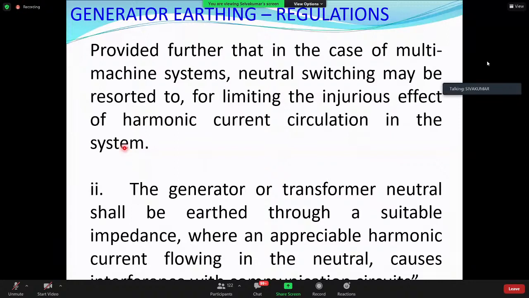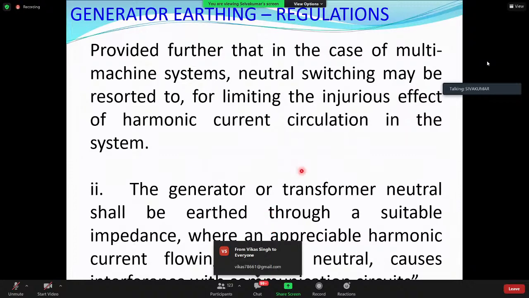Similarly, in the case of a transformer also, the regulation says the generator or transformer neutral shall be earthed through a suitable impedance whenever the harmonics in the system are more, triplen harmonics especially. Whenever triplen harmonics are more and flow back to the neutral, this neutral current flow interferes with the neighboring communication circuit. You limit the earth fault current, the harmonic current, by putting in an impedance. This is also permitted as per the regulation, even for a transformer. When the network has a lot of harmonic generating loads, you can also go for impedance earthing.